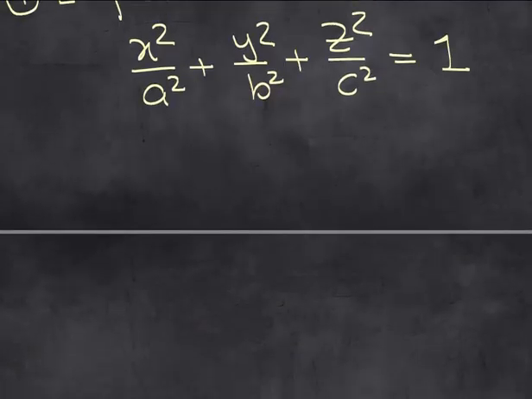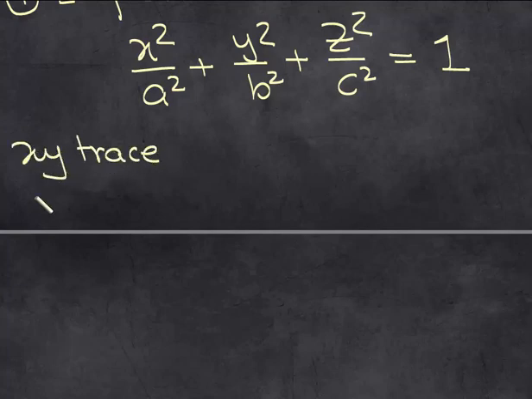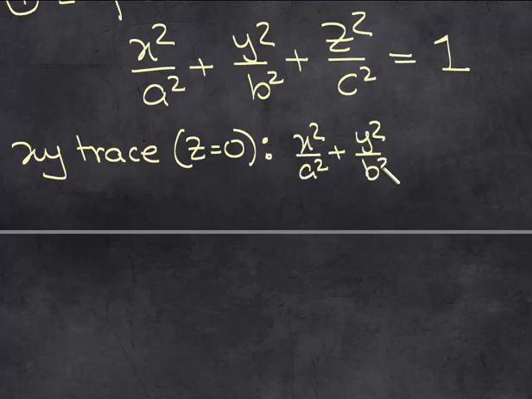Okay. So the best way to figure out what this looks like is by looking at the traces. So the first trace I'm going to take a look at is the xy trace. To find the xy trace, you basically take z is equal to 0. Because you're looking at the xy plane, if you were to slice it with an xy plane, what does that look like? If you set z to 0, what do we end up with? We get an ellipse. So that's what I want to see on the test. You just tell me what it is. That's an ellipse.